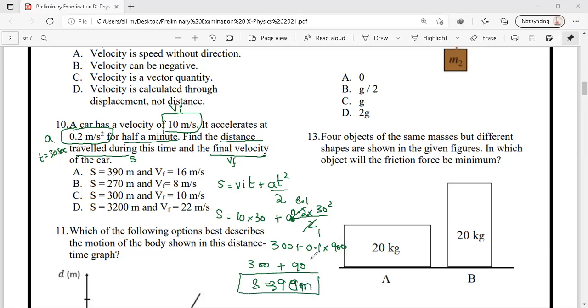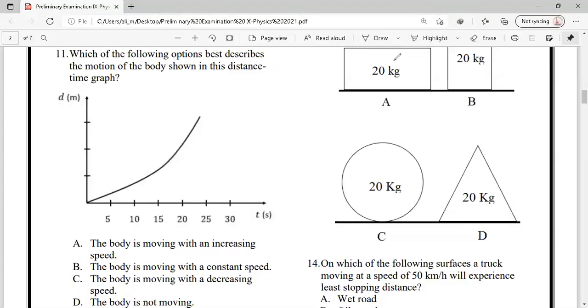Even without finding the final velocity, the correct answer would be option A, in which the displacement or the distance covered by the car is given as 390. So the final velocity of that car would be 16 meters per second. The correct answer we have is option A. Then we have question number 11.